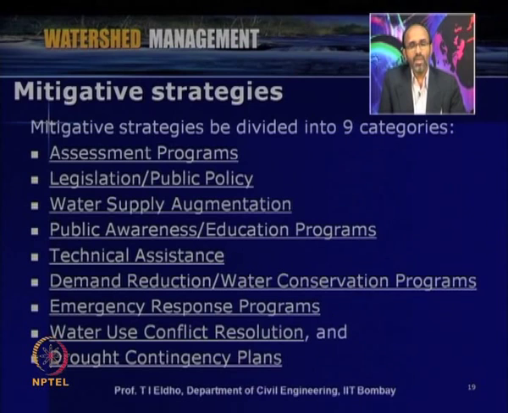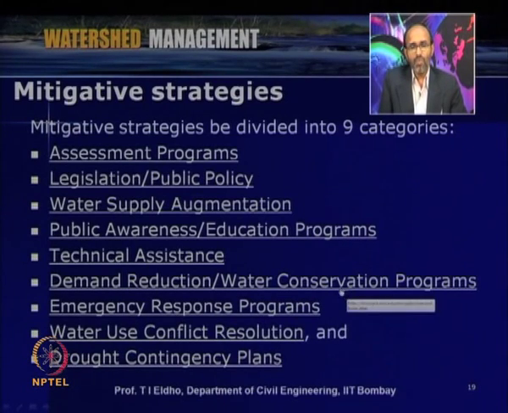Then how we can augment the water supply. Then public awareness and education programs. This is very important: the public should know whether there is any possibility of drought and how to deal with it. Then technical assistance, what kind of technical assistance can be given to the people with respect to, for example, land management, water management or crop management. Then demand reduction and water conservation programs, so how to reduce the water demand, and what kind of water conservation programs can be implemented.